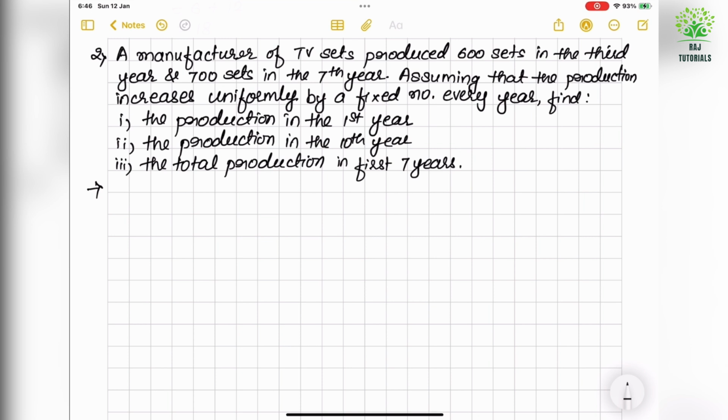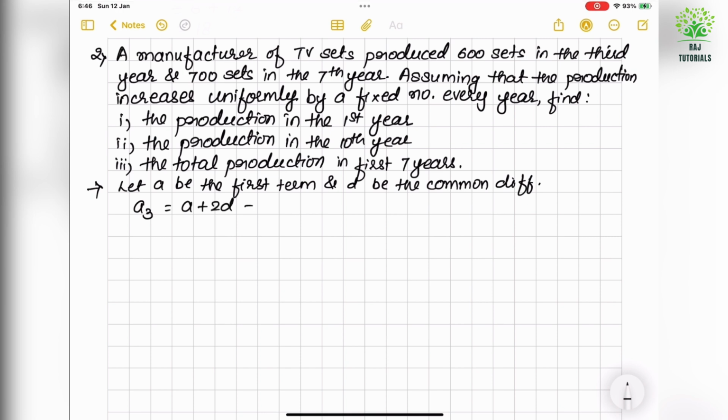So, let A be the first term and D be the common difference. Now, according to the question, A3, that is the third year, the production is A plus 2D, which is equal to 600, and A7, that is the seventh year, it is producing 700 units.